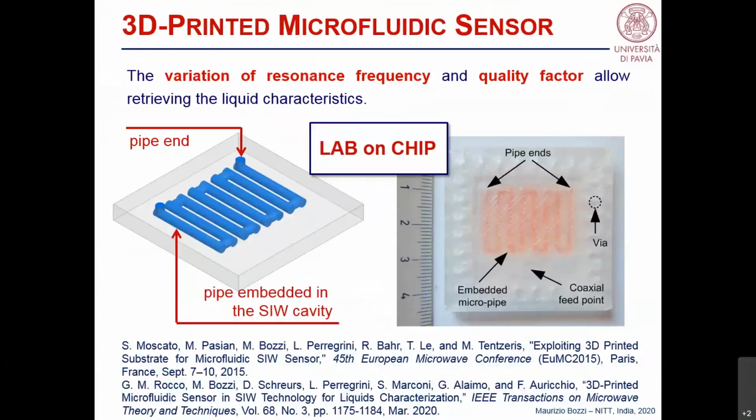Okay. So in this case, when we inject a liquid in the cavity, we change the resonance frequency and the quality factor. And so from the measure of the variation of resonance frequency and quality factor, we can retrieve the characteristics of the liquid. So this is quite interesting because we implement, by using 3D printing, the so-called lab-on-chip, a very simple and cost-effective structure that can be used for medical applications or for a variety of different uses.